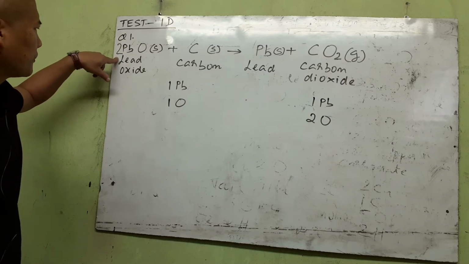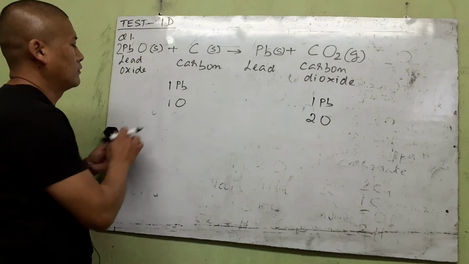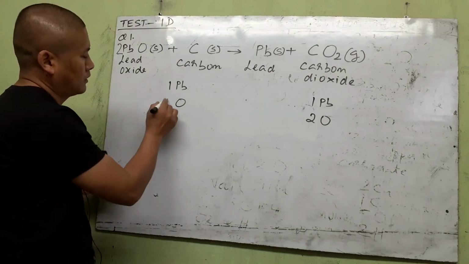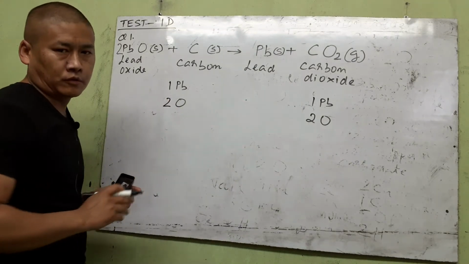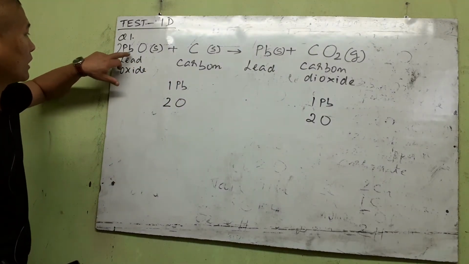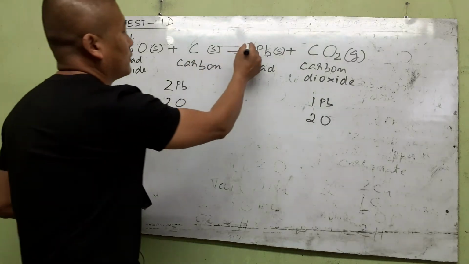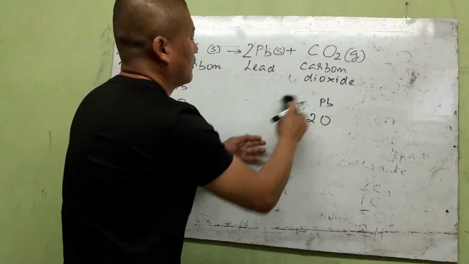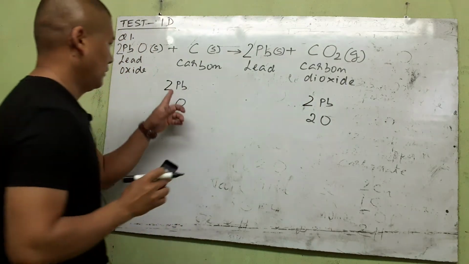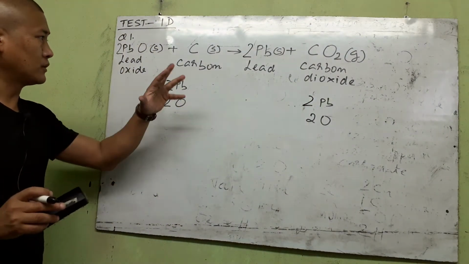So here 2O now, and so now left side also 2O. Once we do that, right side also 2O. But the problem with that is on the left side Pb has become 2, so we have to make the right hand side also 2. So we put here 2, and now Pb, lead, and oxygen atoms are balanced on both sides.